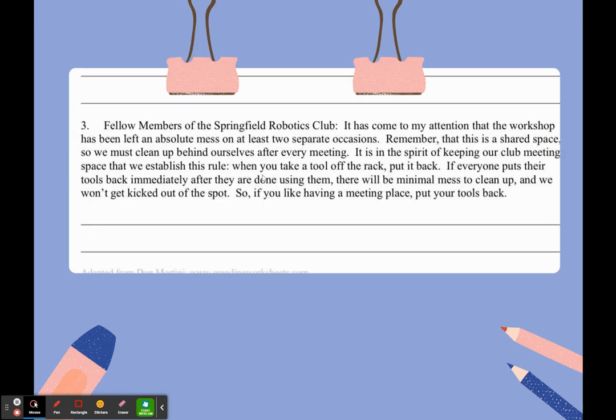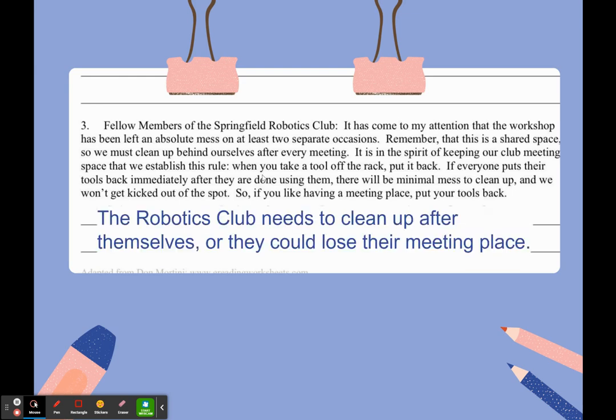And then lastly, push pause. The robotics club needs to clean up after themselves or they could lose their meeting place. Yes, this whole thing is talking about how they need to clean up, but why do they need to clean up? Because they want to keep their meeting place.